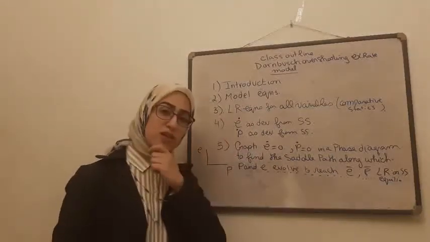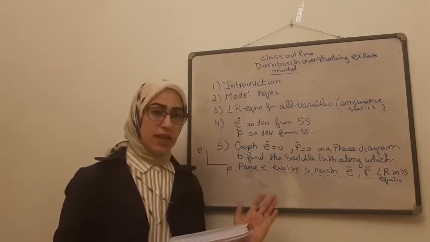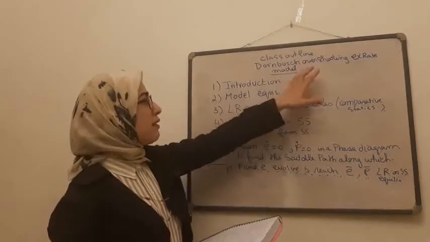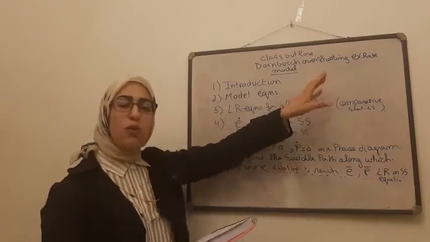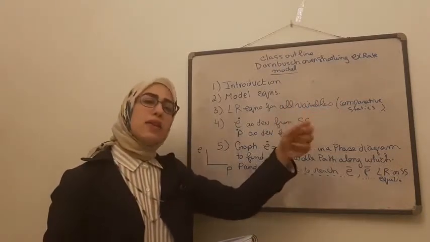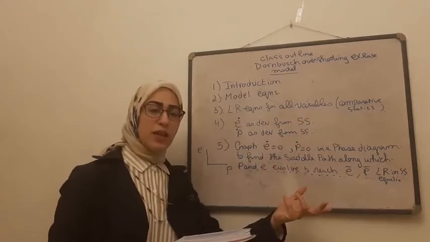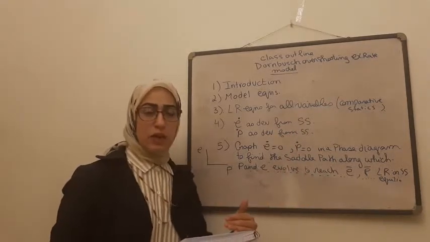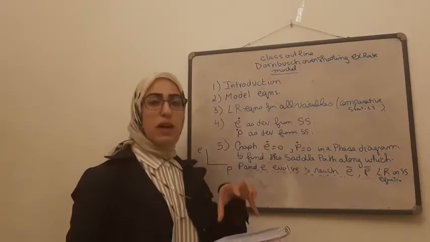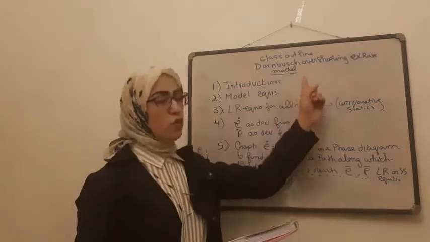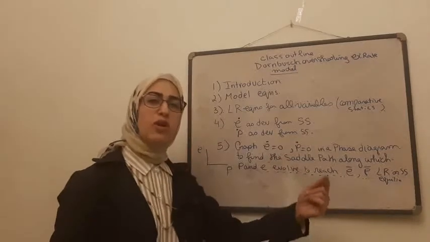Dornbusch's overshooting exchange rate model is a model about exchange rate dynamics. As the name can tell you, يعني name is overshooting exchange rate model. Or actually, the model analyzes the effect of a monetary expansion on the exchange rate dynamics. As we will see in more detail, one of the possible scenarios that can happen is that the exchange rate upon impact will overshoot. Will overshoot, يعني will depreciate by more than its long run value.